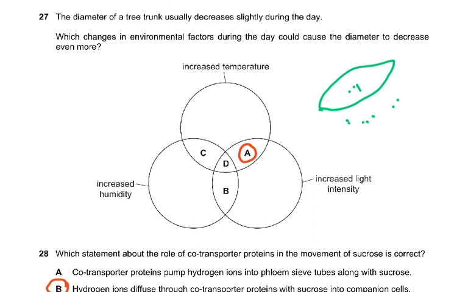so what is going to happen? There's going to be no transpiration. If the air outside a leaf is very humid, there's going to be no water vapor gradient. Why would water vapors diffuse out from a low concentration to a high concentration if the humidity is high? So it only had to be increased temperature and increased light intensity, and that's why the answer was A.